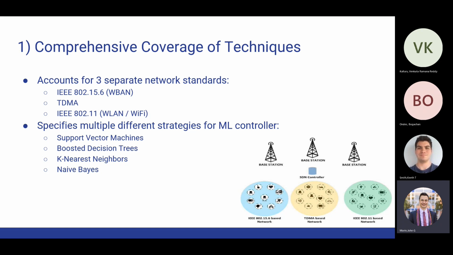In addition, in this design of the controller for the machine learning techniques, it incorporated a bunch of different algorithms that are currently very practical. So it had support vector machines. It also had boosted decision trees, k nearest neighbors, and something called the naive Bayes algorithm. And it incorporated all of these into its standard for the machine learning. And one of the common practices of all of these is that they're supervised learning. So it mainly focused on supervised learning, but in that supervised learning, it had a very expansive network.